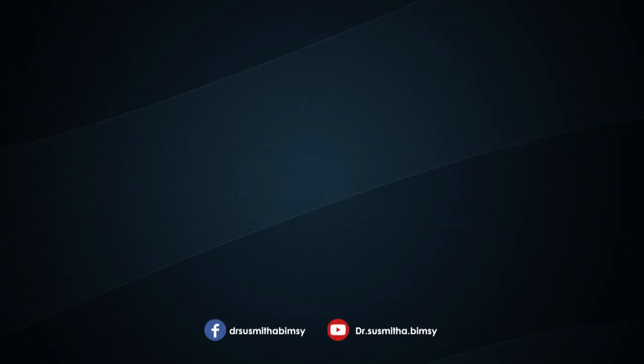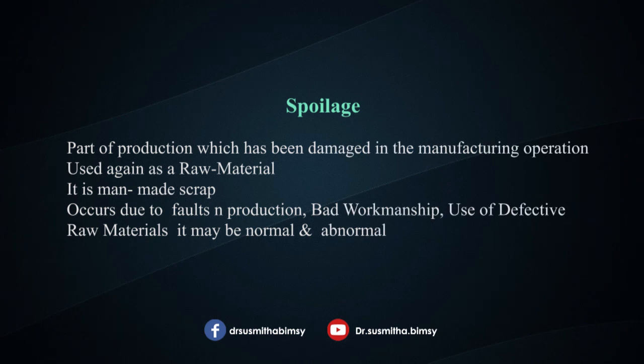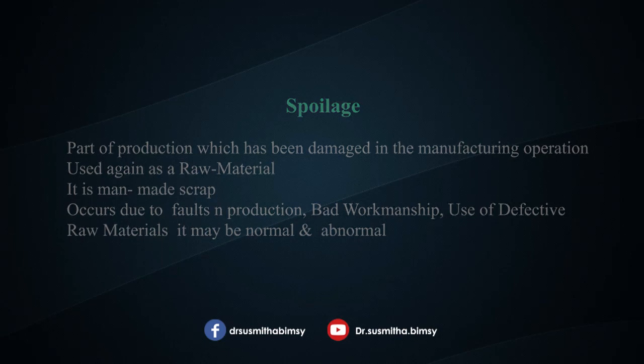And the third type of material loss is spoilage. Spoilage is that part of production which has been damaged in the manufacturing operation, but it can be used again as raw material either in the same process or in another process. It is man-made scrap. It occurs due to faults in operation, bad workmanship, use of defective raw material, defective machines, and faulty tool setting. It may be normal or abnormal.